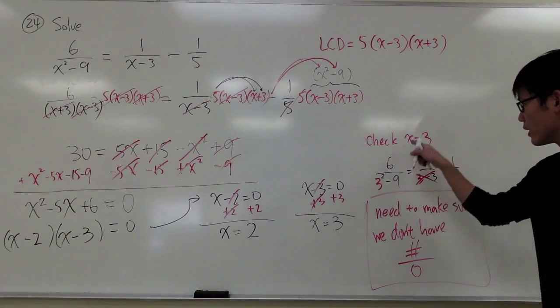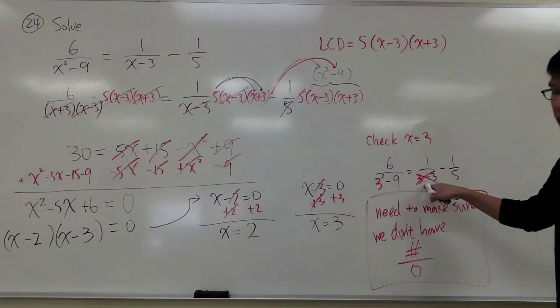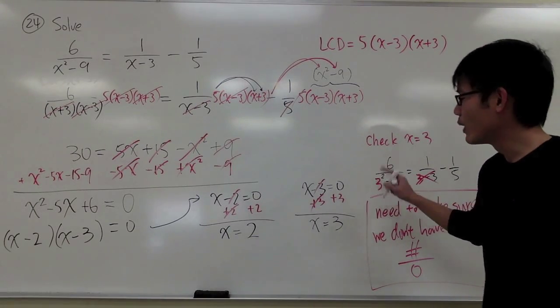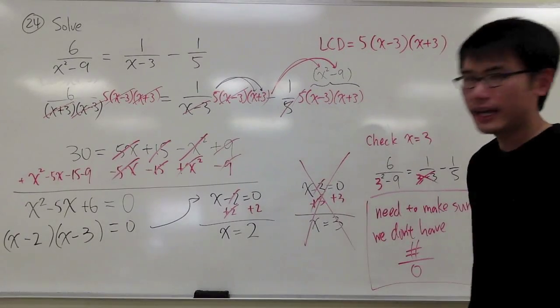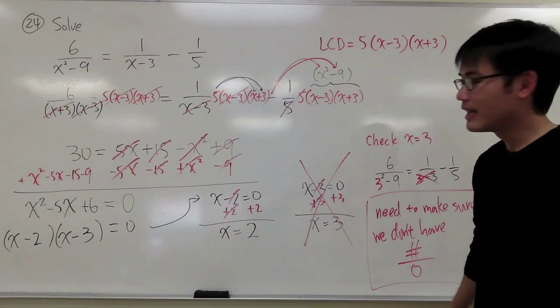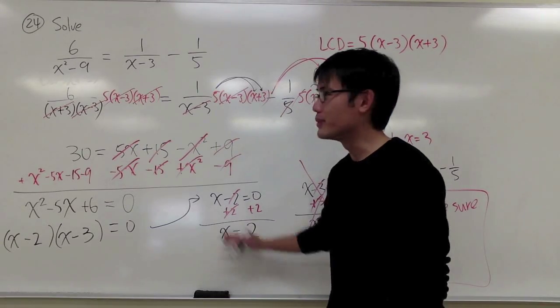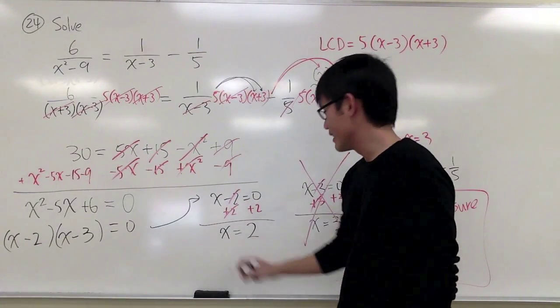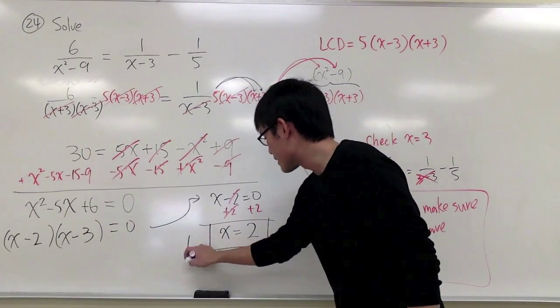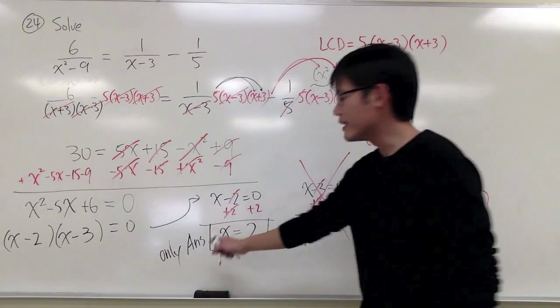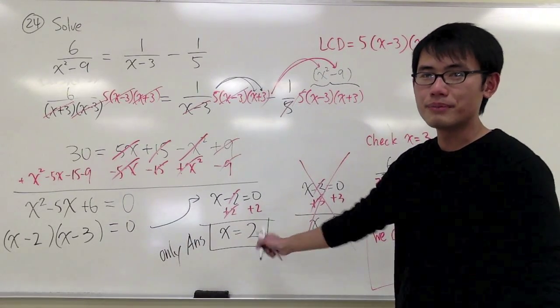Because when you have x is equal to 3, you get 0 here, or you can also look at the 0 right here. We are not going to include x is equal to 3 for the answer. X is equal to 2 wouldn't have this situation if you plug in 2 into the original equation. And that's the only answer. The only answer is x is equal to positive 2.